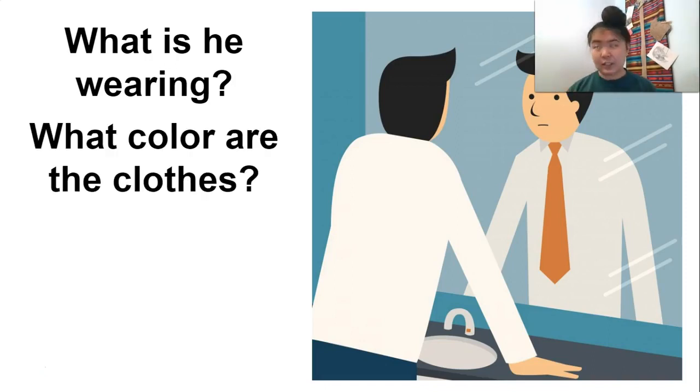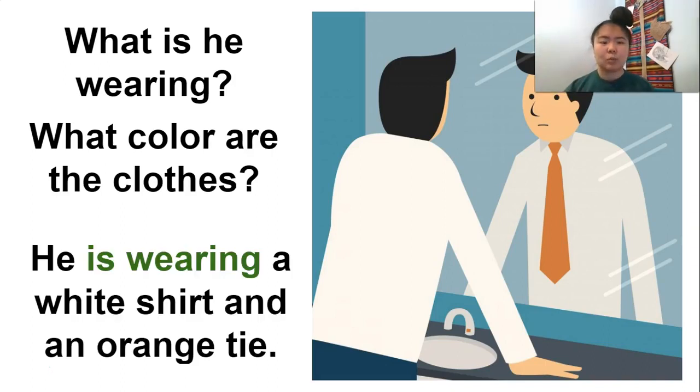One way we can answer this question is to describe what color are the things he's wearing, right? Just like I did with my sweatshirt. So he is wearing, right? There's our whole verb. It's two words. He is wearing a white shirt and an orange tie. And blue pants, maybe jeans. Probably not jeans if he's wearing a tie.